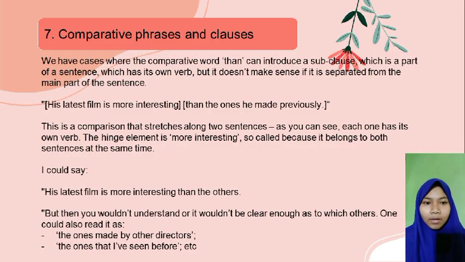We have cases where the comparative word than can introduce a subclause, which is a part of a sentence which has its own verb, but it doesn't make sense if it is separated from the main part of the sentence. For example, his latest film is more interesting than the ones he made previously. This is a comparison that stretches along two sentences. As you can see, each one has its own verb. The hinge element is more interesting, so called because it belongs to both sentences at the same time.